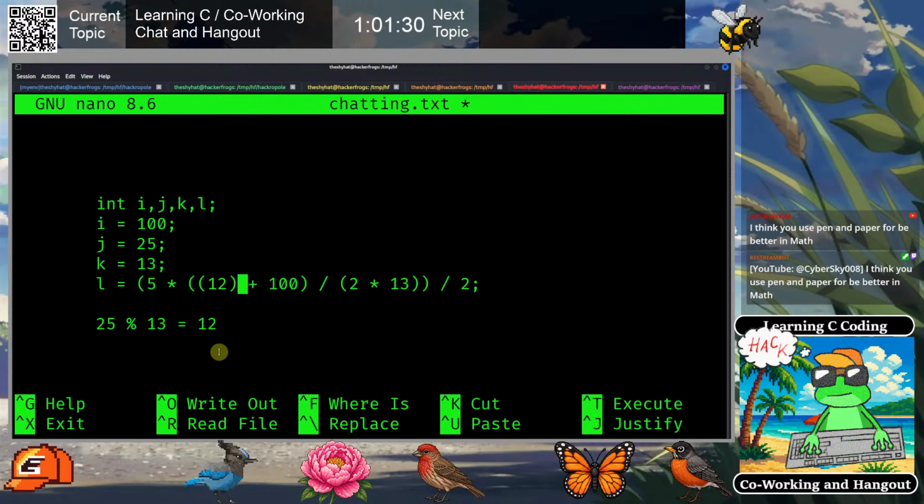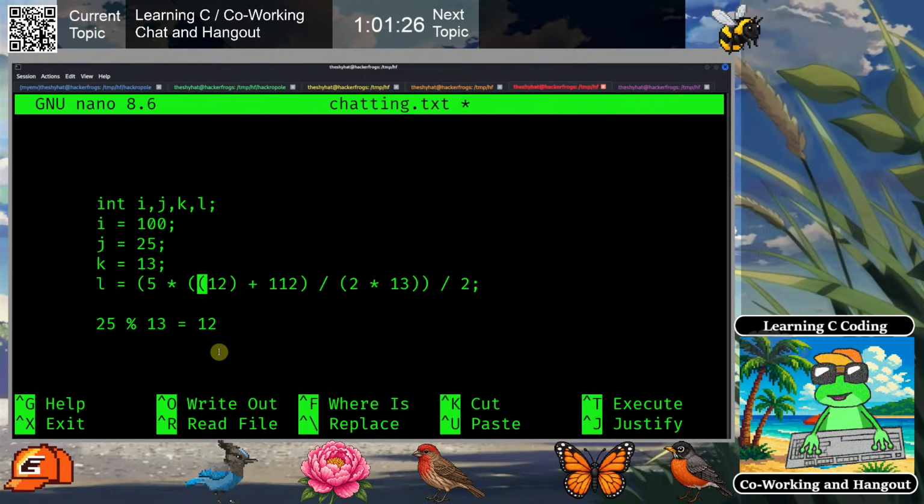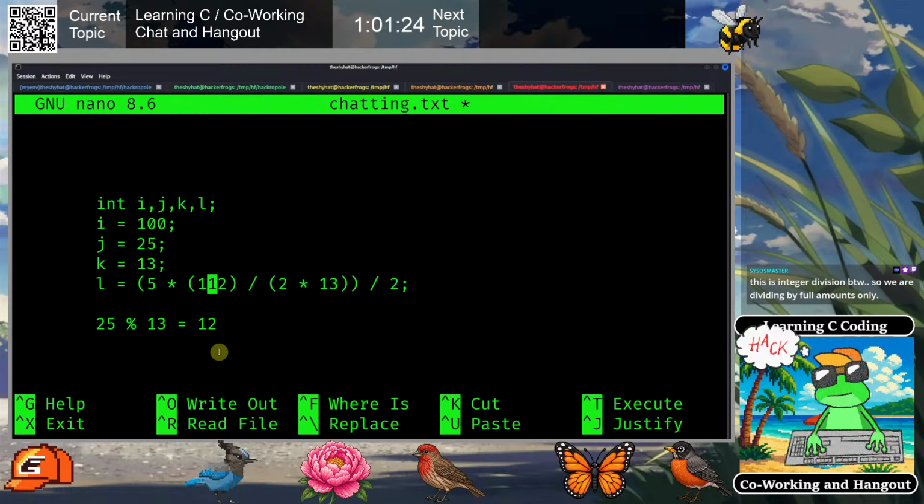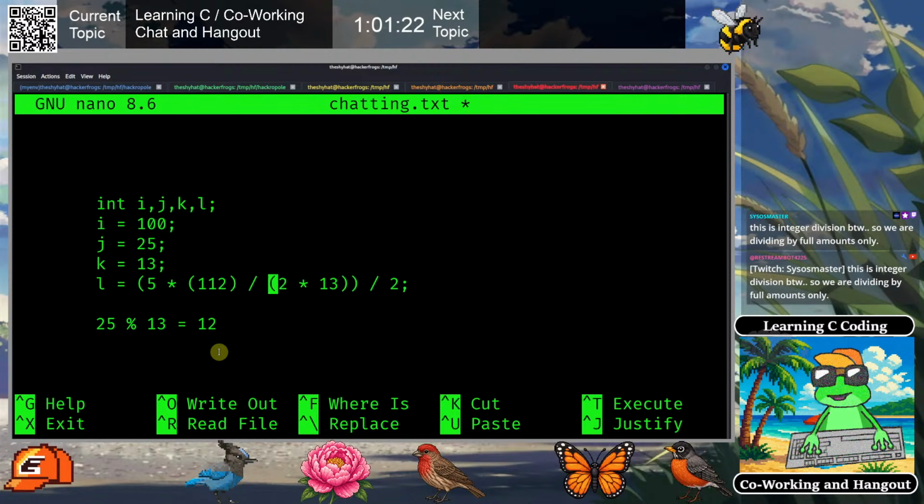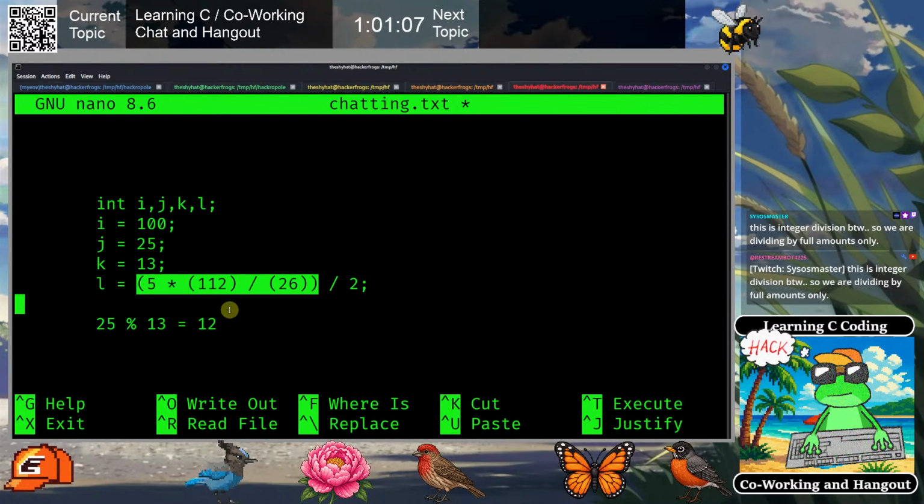So 12 plus 100 is 112. And then we've got 2 times 13, which is 26. And so this is all inside of one big parentheses here.